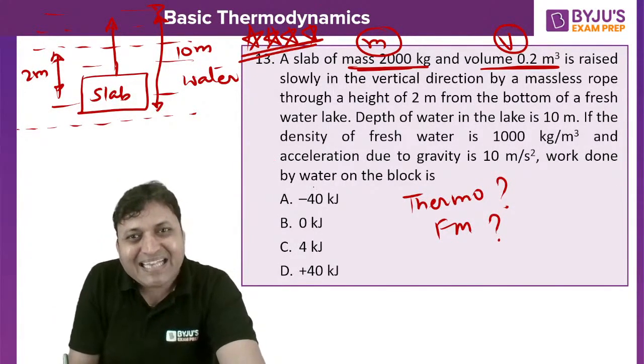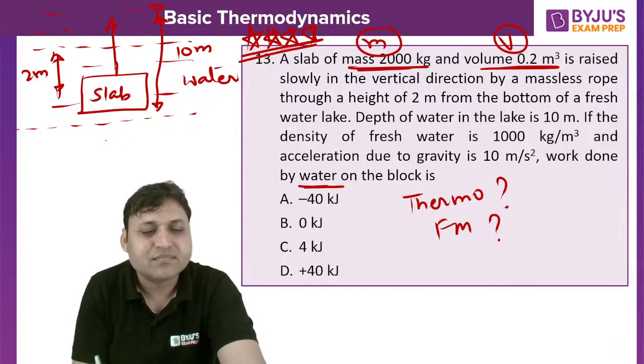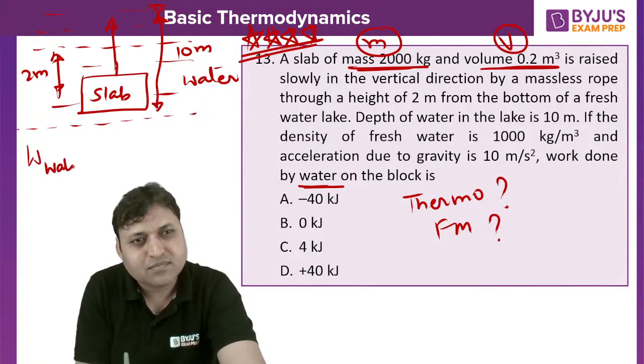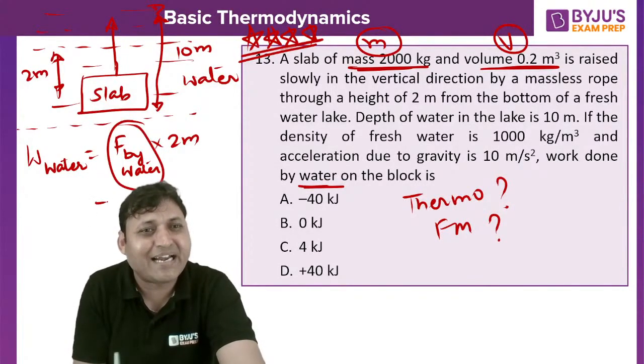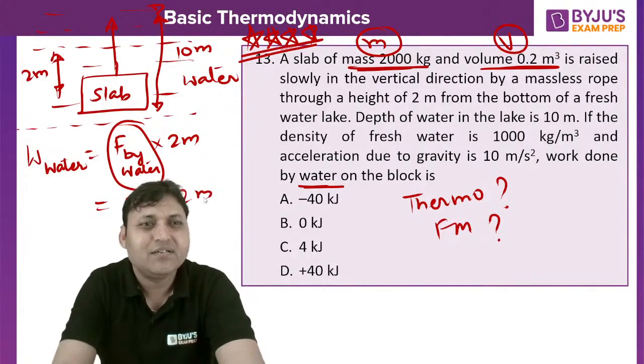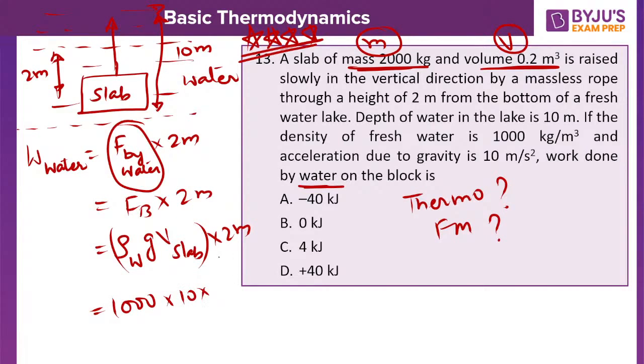What force will water exert on the block? Force by water on the block, that is force by water into the distance 2 meter. And what is the force by water? That is the buoyant force into 2 meter. And what is the buoyant force? That is density of water into g into volume of the slab, because it is completely submerged, into 2 meter. That will give you the answer. Density of water is 1000, g is 10, and volume is 0.2, into 2, that is in joule. In kilojoule, how much is that?